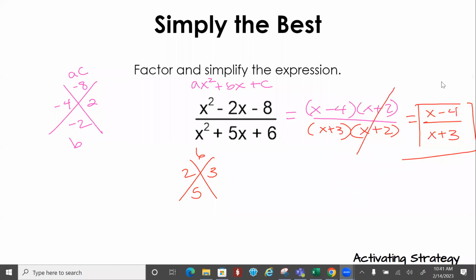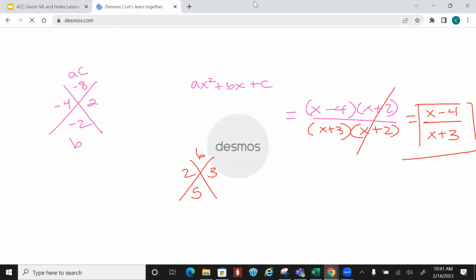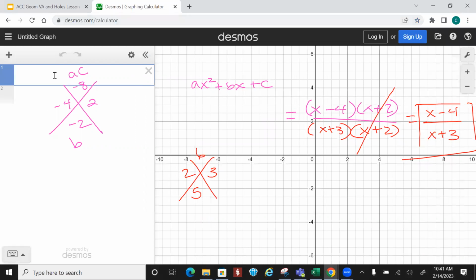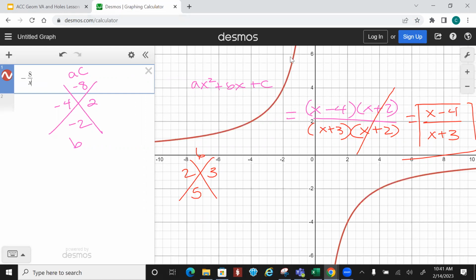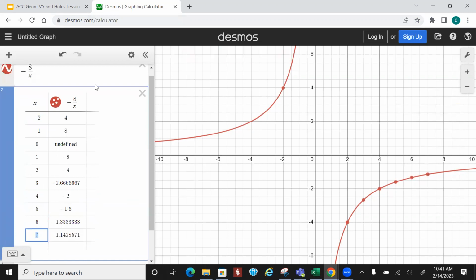So really quick, I know a lot of us struggle with the two numbers that multiply together and then add together. Okay, let's go back to this first one. We multiply together to get me -8. I'm going to show you a little cheat code that I use, called Desmos. So what you're going to do is take -8 and divide it by x. Now, you're going to go to your table, and this creates all the different versions of factors that would multiply to get you -8.